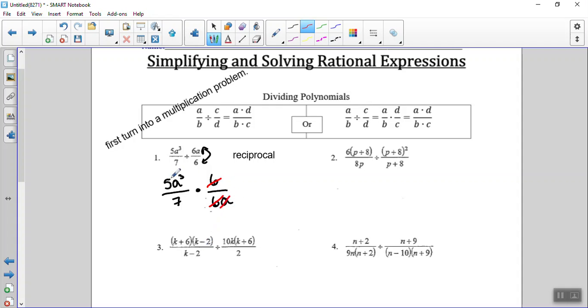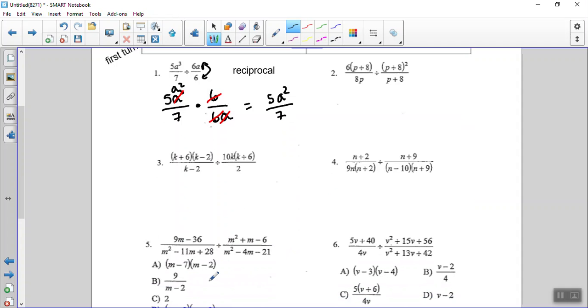There's an a in the denominator, an a in the numerator, so you have a squared here. And then the 5 and the 7, I cannot reduce that. So you have 5a squared over 7. Okay? So that's the trick.